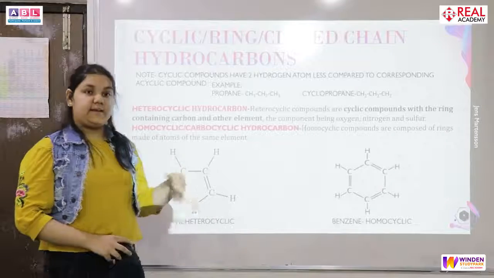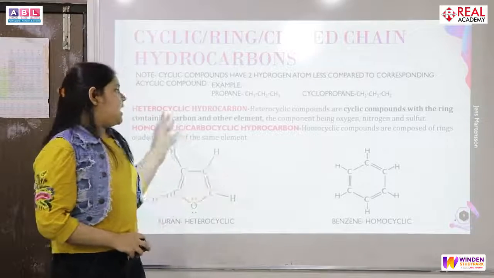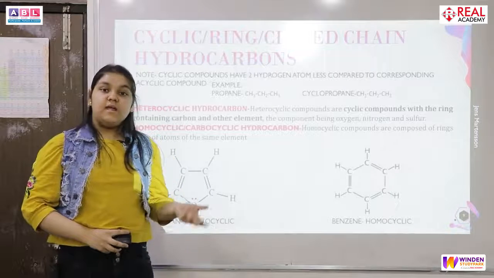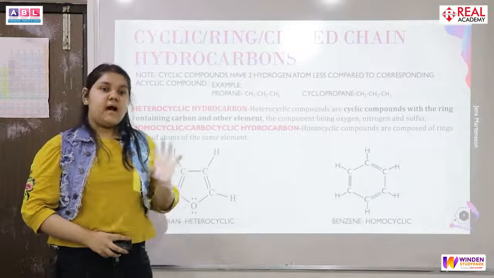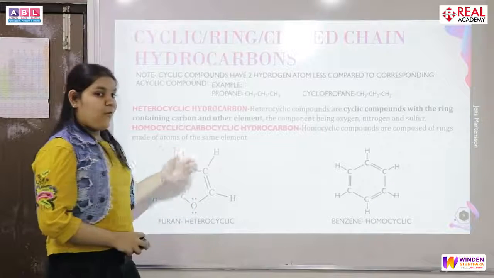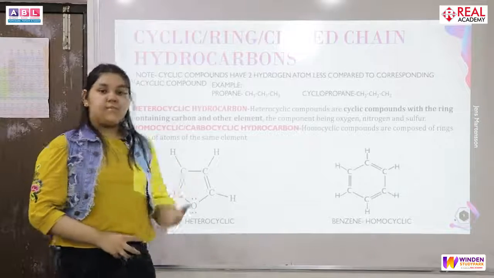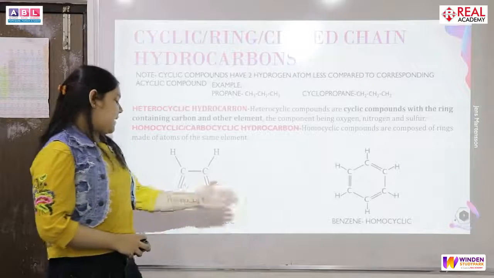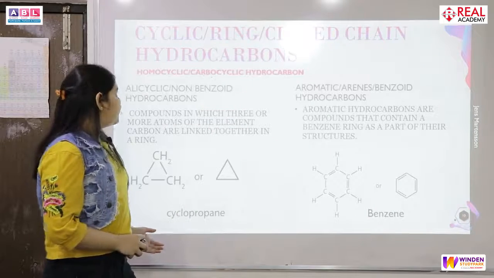Heterocyclic and homocyclic: they are further divided into these, and heterocyclic compounds are cyclic compounds which form a ring of carbon atoms including other elements like sulfur, oxygen, nitrogen. Whereas homo means same. They are composed of rings made up of only carbon atoms. For example, benzene and furan.